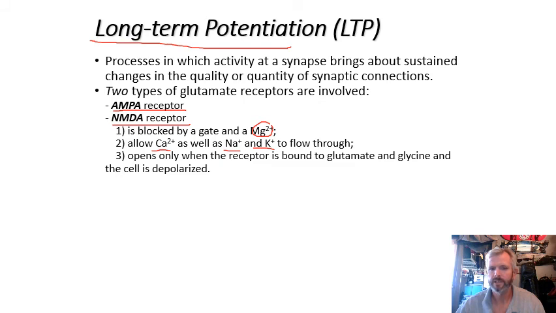Okay, we're going to see this receptor only opens when bound to glutamate and the cell is depolarized. Glutamate opens the channel, and we're going to see the depolarization is what causes that magnesium to be ejected. Okay, we will see this here in the next slide.